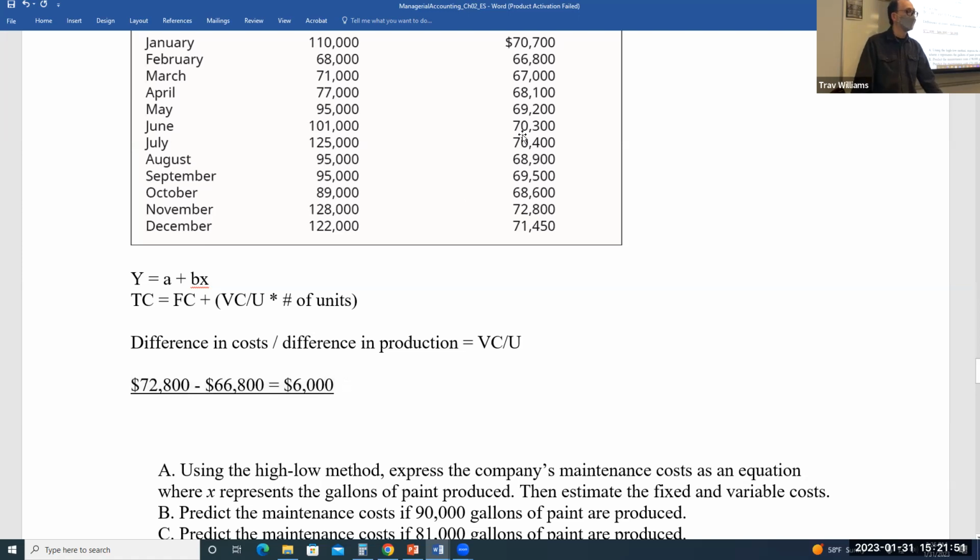6,000. Then if we look at the production, we had 128,000 gallons in November minus 68,000 gallons in February. So the difference in production, sorry, was 60,000 gallons, right? That was the difference between the highest month and the lowest month.